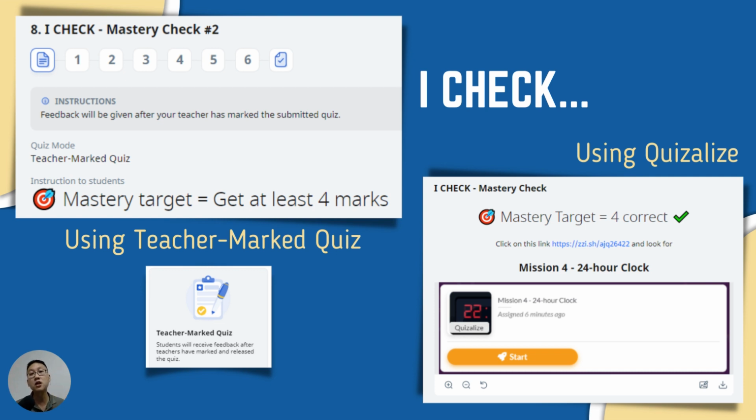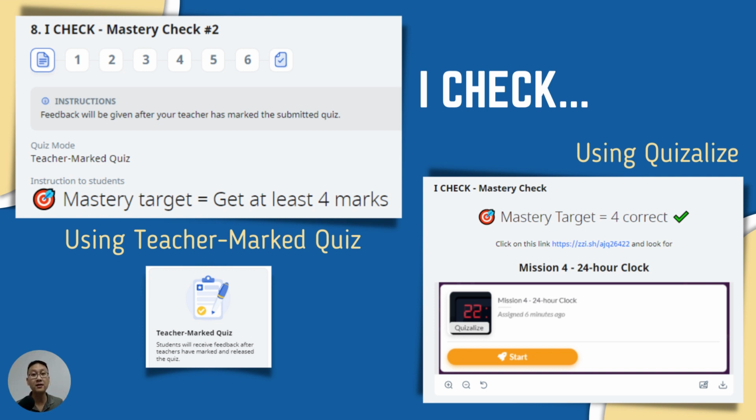So I've tried the teacher marked quiz. I've also tried a third-party tool called Quizalize. So the teacher marked quiz is good because it's embedded in SLS itself, but they will need me to give them that feedback, because the teacher marked quiz is good because it allows me to unsubmit the quiz and they can try again. So if they did not meet the standard, so probably maybe 5 questions, I require them to pass or get correct at least 4 questions. So if they're not able to meet this target, they will have to redo again and again.